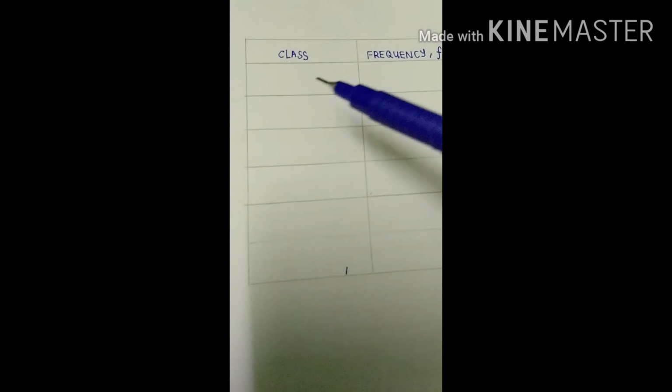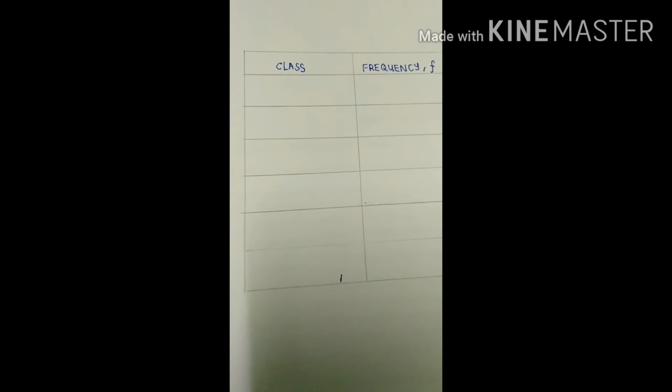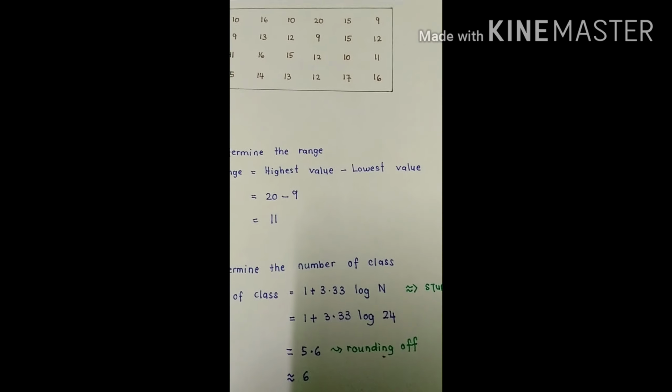Okay, and then we must write the first class. The first class must start from the lowest value. The lowest value we can see from our first step. The lowest value is 9.